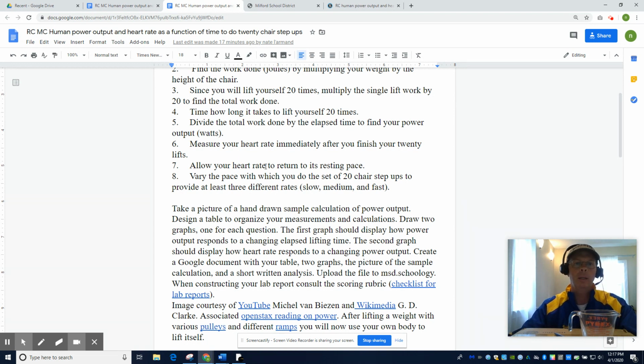Rest to get back to your resting heart rate, and then change the pace that you do the exercise. That is, do a slow set, measure your heart rate, time how long it takes you to do 20 reps, come back down to resting. Do a medium set, time how long it takes to lift yourself 20 times, measure your heart rate, come on back down to resting heart rate, and then lift yourself really fast. Okay, so you're varying the time to see how power output and your heart rate respond.